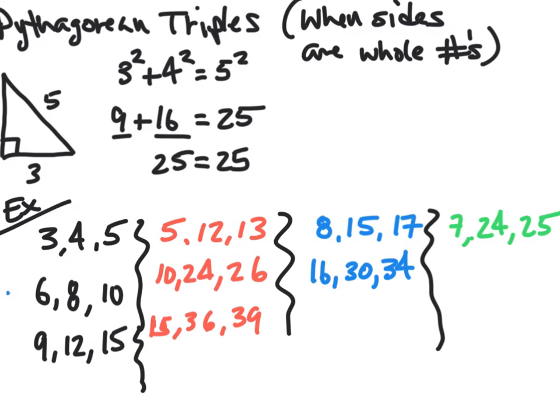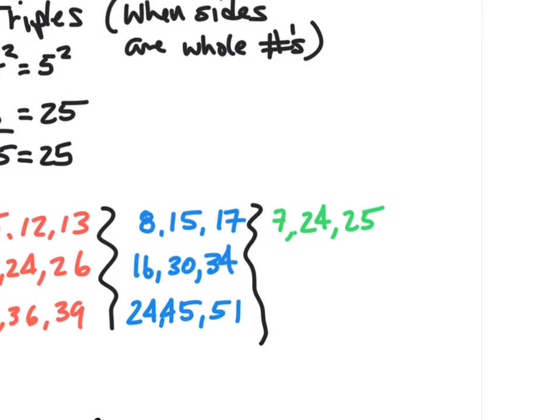If you multiplied that by a factor of 3, you'd get 24, 45, 51, okay? And then the last one you would get would be 14, 28, or no, I'm sorry, not 28, 48, and 50. If you multiplied these by a factor of 3, you'd get 21, 72, 75.